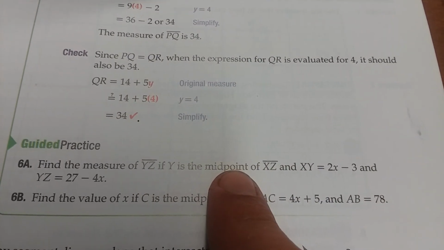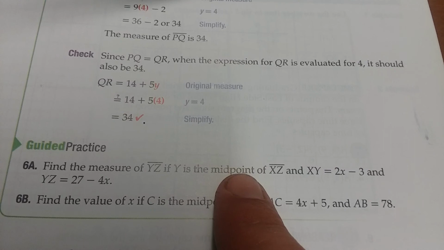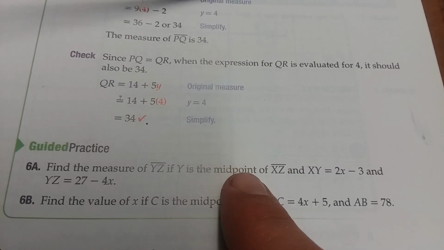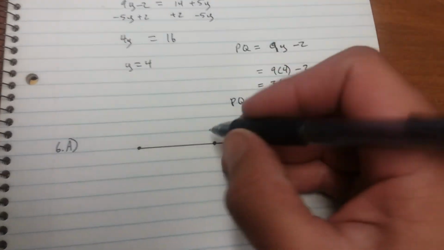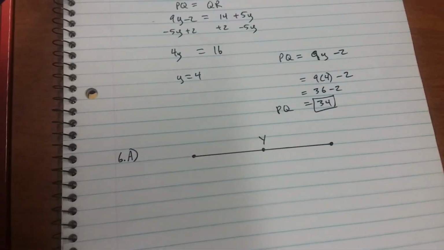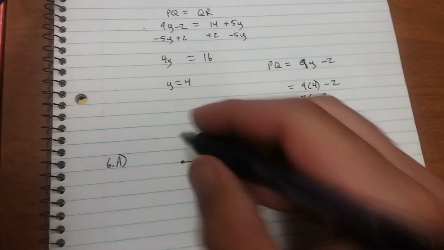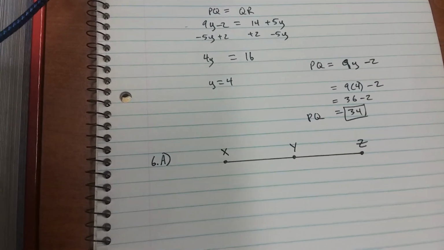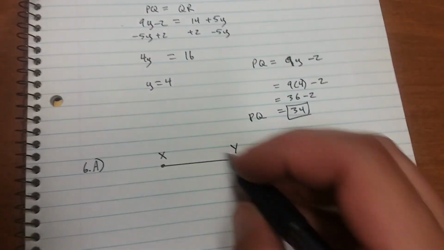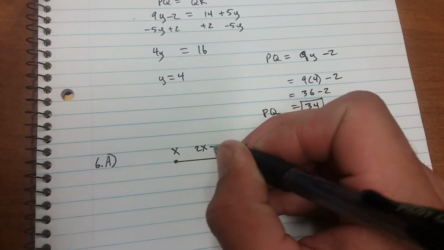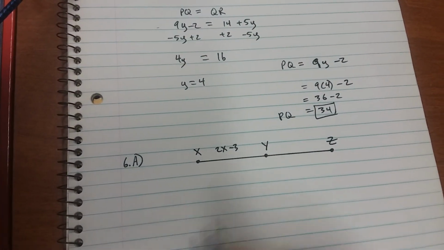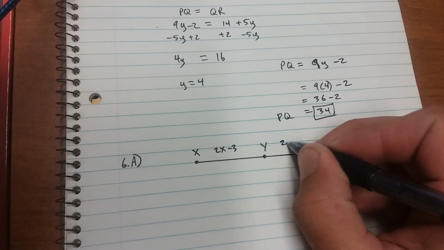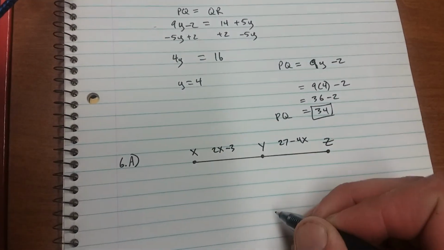So I always start by drawing myself a diagram so I can keep everything straight. I'm a visual learner, and that helps me. So Y is the midpoint, so I drew a segment. I'm going to put Y in the middle, and then I just read that it's the midpoint of XZ, so X goes here, Z goes here. I also know that XY is 2x minus 3, and YZ is 27 minus 4x.